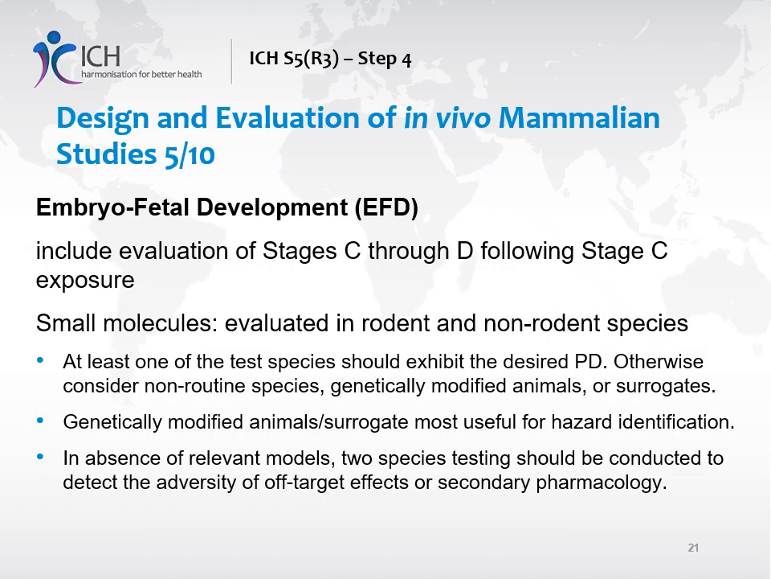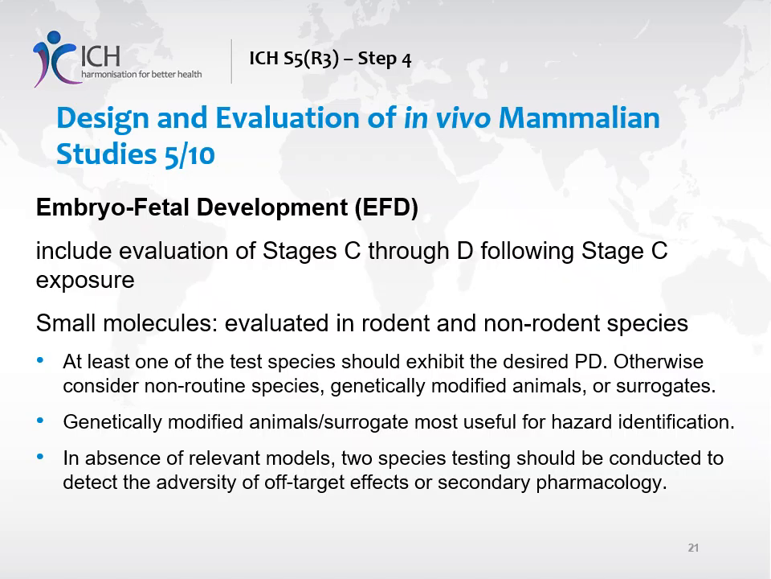The aim of the EFD studies is to detect adverse effects on the pregnant female and development of the embryo and fetus following treatment at stage C of the pregnant female during organogenesis. EFD studies include evaluation of fetal development and survival, stages C through D. For most small molecules, effects on EFD are typically evaluated in 2 species, rodent and non-rodent. At least one of the test species should exhibit the desired pharmacodynamic response.